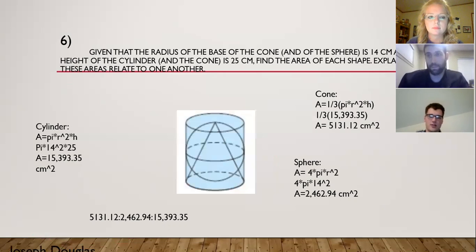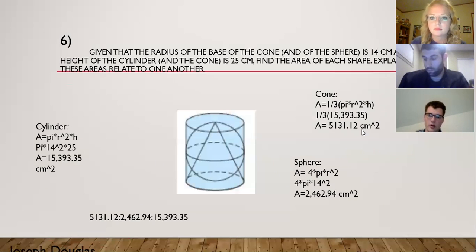So for the cylinder, the height of the cylinder and cone, which measure the same in this case, is 25 centimeters. And the radius of the base of the cone and the end of the sphere and cylinder is 14 centimeters. So to find the volume of the cylinder, we take pi times the radius squared, which is 14 in this case, times the height, which is 25, which means the volume of the cylinder is about 15,393.35. Wow. Yeah, it's big.